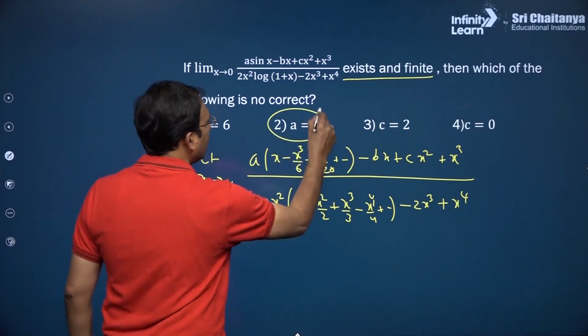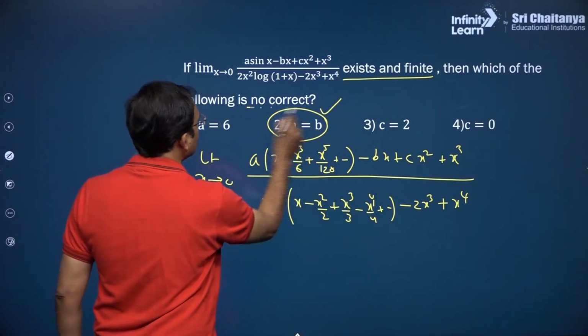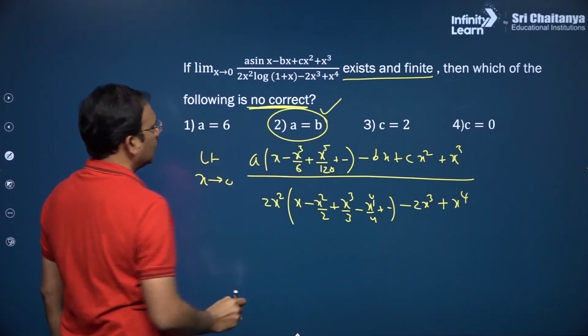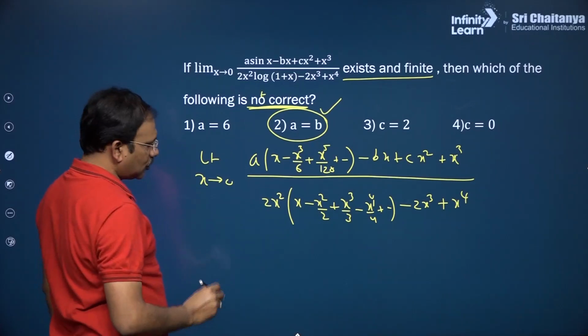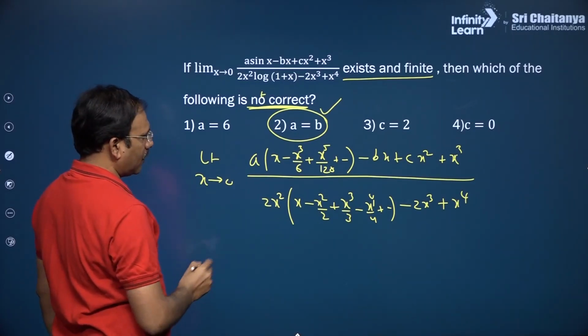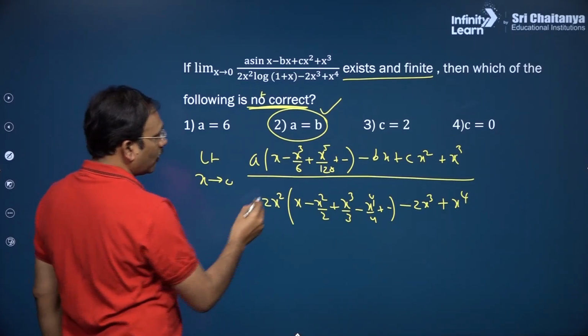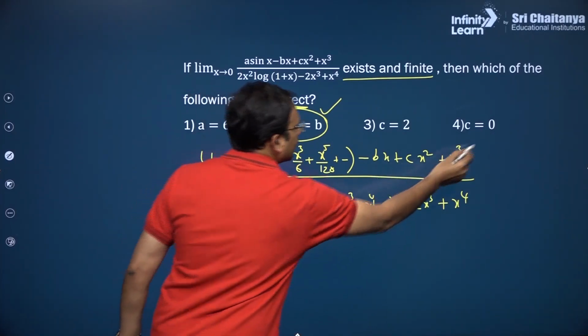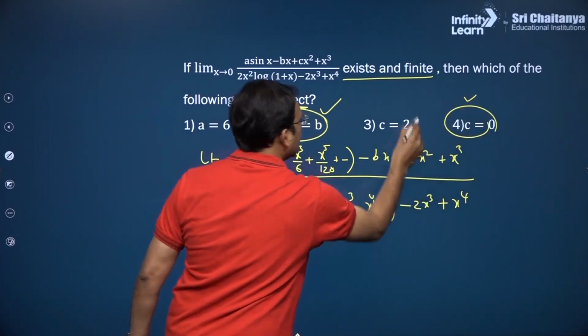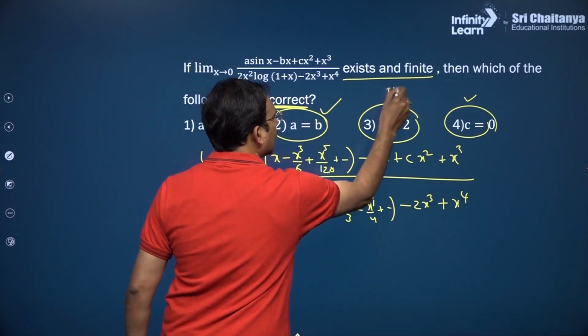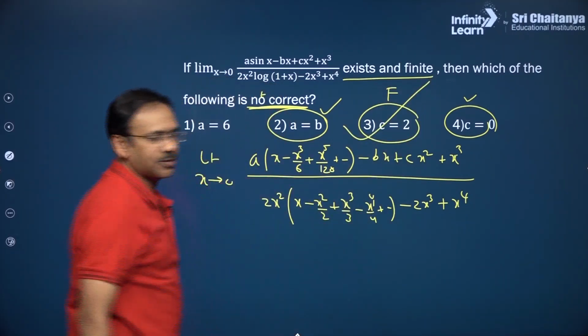So, a is equal to b must happen, which is not correct, he is asking. So, a is equal to b should happen, and the x square coefficient is c, that should be absent, means c is equal to 0 must happen. So, c is equal to 2 is false. So, the answer is the third option.